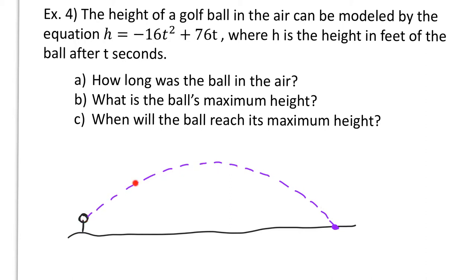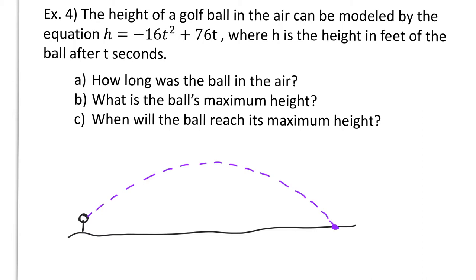So the starting point here goes up and it comes down. Well, guess what? This path of the ball is a parabola. It's an upside down U-shape. And you notice this number here, the one with the t squared, is negative. That's your a value. When the a value is negative, the U-shape goes down. Okay, now we are looking for a few things.